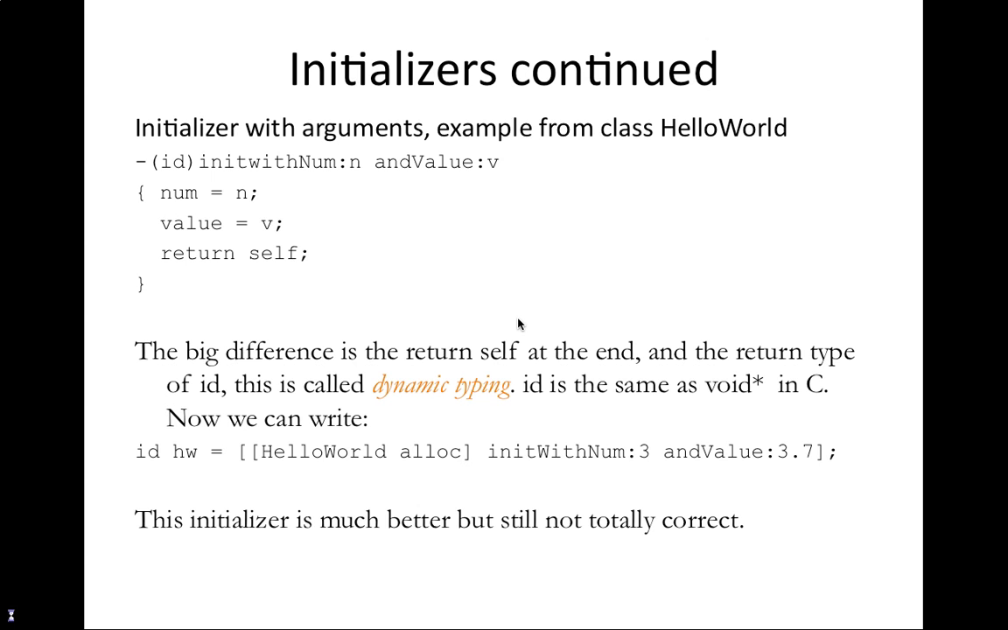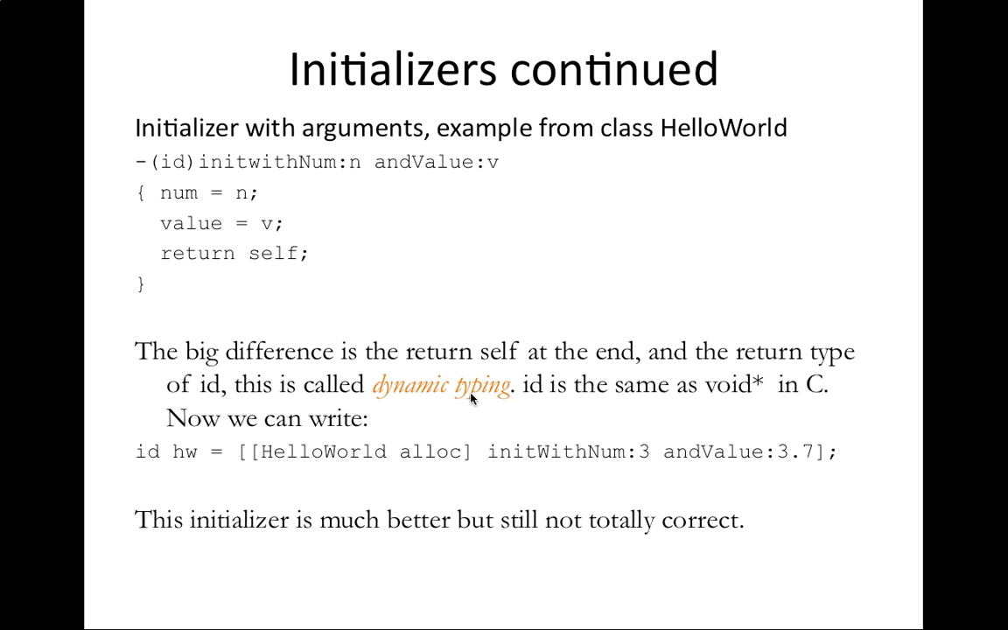So I had another lecture that had more information on it. Actually that was lecture number 1. So initializers are methods with arguments. And here's an example from the hello world. Init with number. So we have the word init in here, which means it's an initializer. And it's going to say with number n and value v. So number n is going to be equal to number, and value is going to be equal to v, and then return self. So the biggest difference is the return self at the end and the return type of id. So the return type here is id, which is generic.